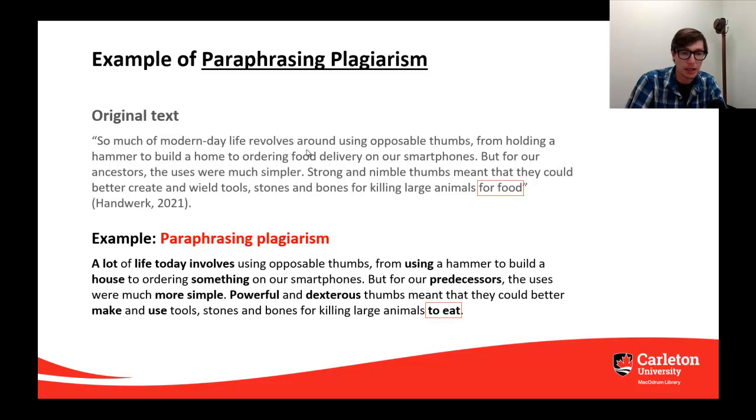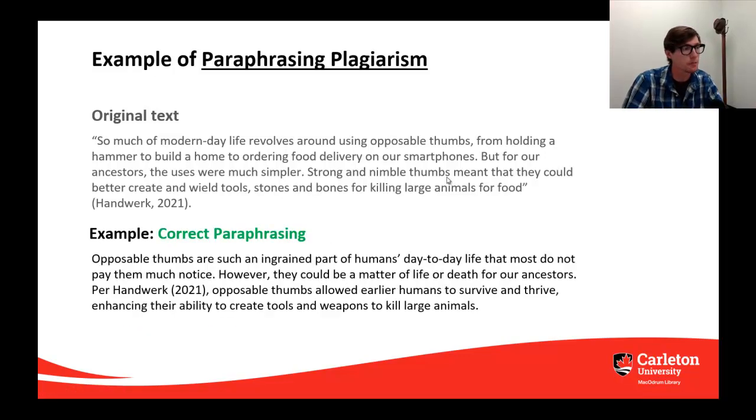And you can see the other thing that was missing from this example was there was also no citation. So this is just completely wrong. We need to make sure that we change it enough to make it a different sentence structure, but we also need to keep the original essence intact. But you can see in this example of paraphrasing plagiarism, they've simply just swapped out words for other words, and this is an example of paraphrasing plagiarism, and also no citation.